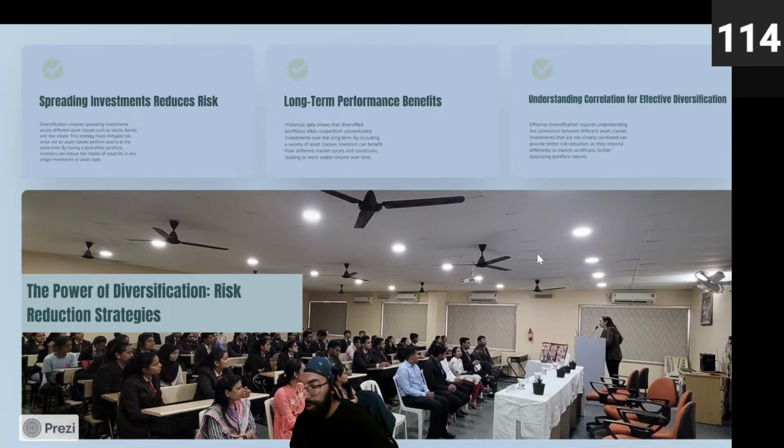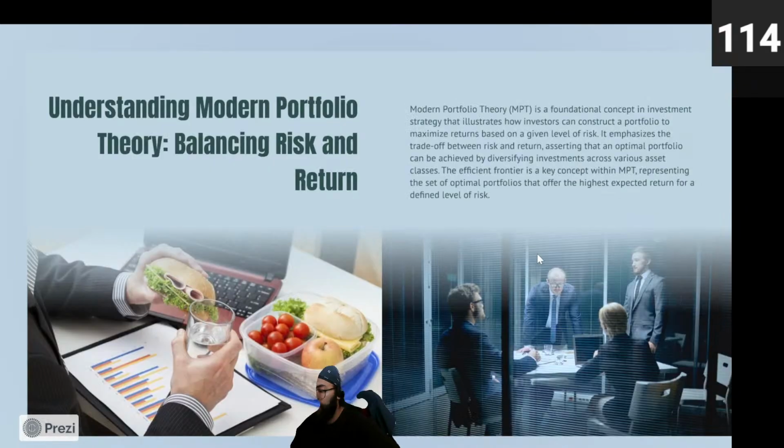Understanding modern portfolio theory, balancing risk and return. Modern portfolio theory, MPT for short, is a foundational investment concept that illustrates how investors can construct a portfolio to maximize returns based on a given level of risk. It emphasizes the trade-off between risk and return, asserting that an optimal portfolio can be achieved by diversifying investments across various asset classes. The efficient frontier is a key concept within MPT, representing the set of optimal portfolios that offer the highest expected return for a defined level of risk.